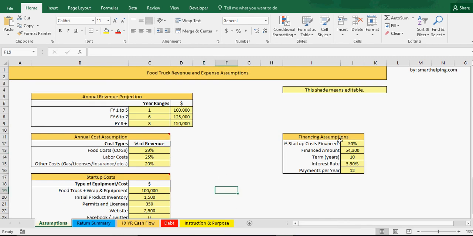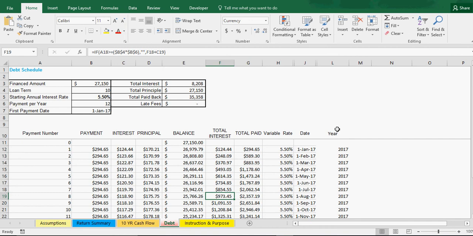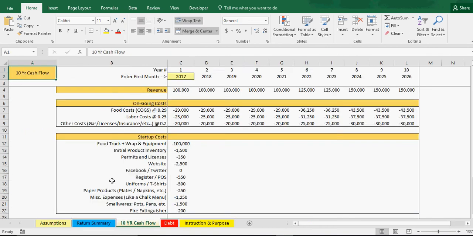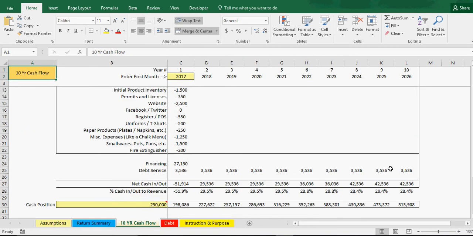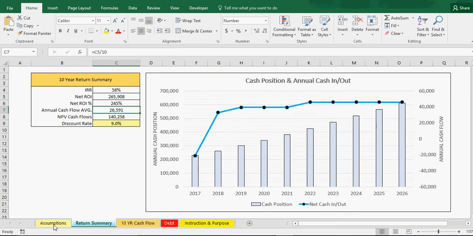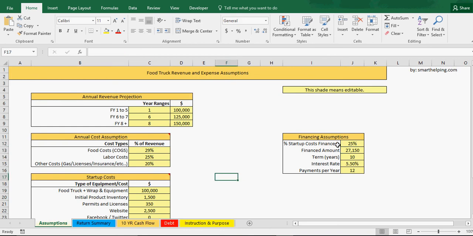We then have financing assumptions. You could put 0 in here if you're not getting a loan. If you're taking out a loan, this is saying, what percent of your total startup costs do you want to finance? Say 25%. Boom, the finance amount pops in there. You put in the term of the loan. All that flows through to the debt schedule, and that is actually going to flow to the cash flow and show up right here on your annual debt service. And the financing cash inflow comes in year one when you take out the loan. So we got the loan.